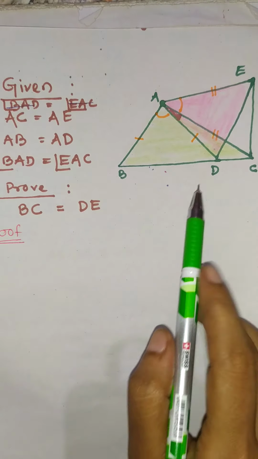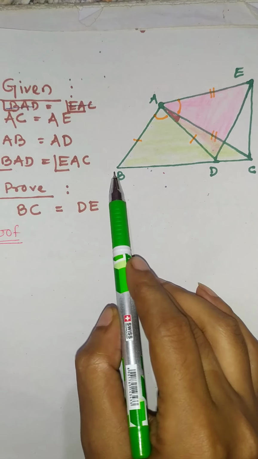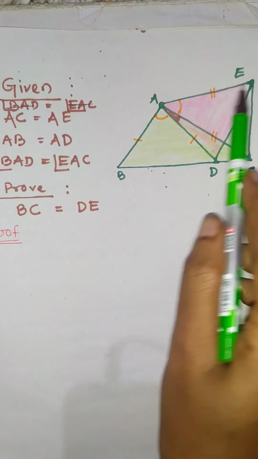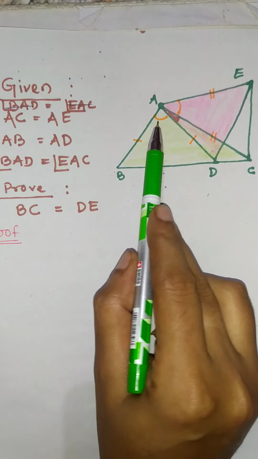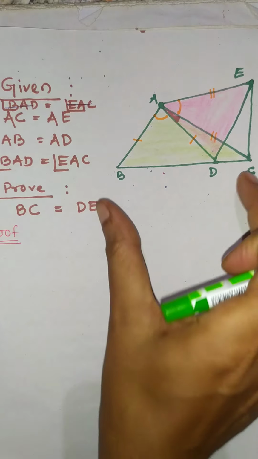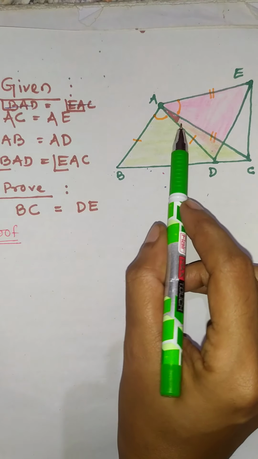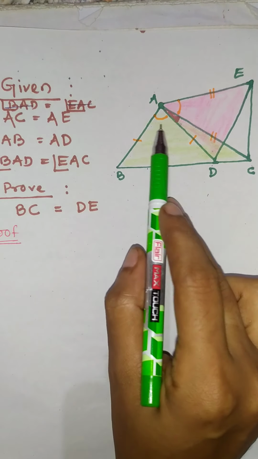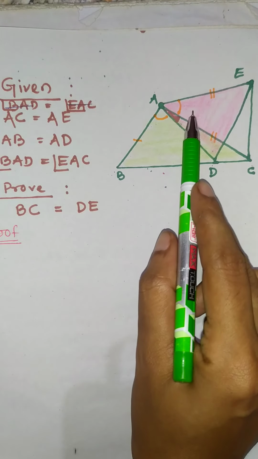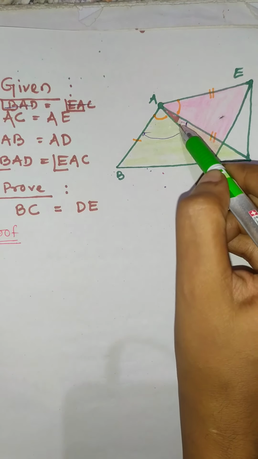Coming to question number 6, the figure is this one. It is given that side AB is equal to side AD, side AC is equal to side AE, and angle BAD is equal to angle CAE. What we need to prove is that side BC is equal to side DE. Mark here this small angle DAC is in between this angle and this angle. If we add this common angle to this small angle, we get the total of this angle and again the total of this angle.